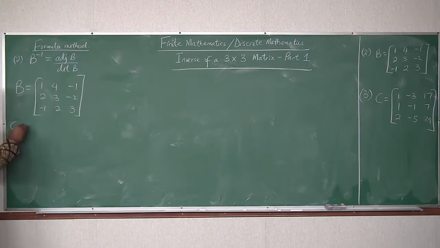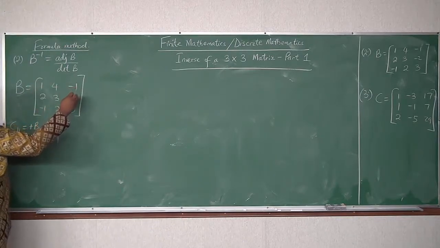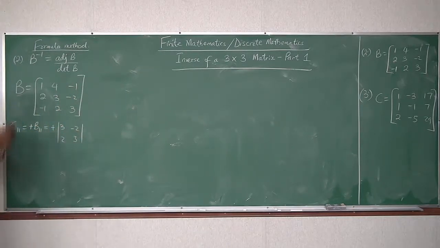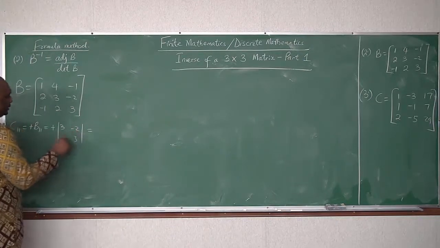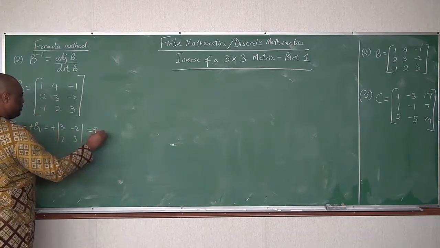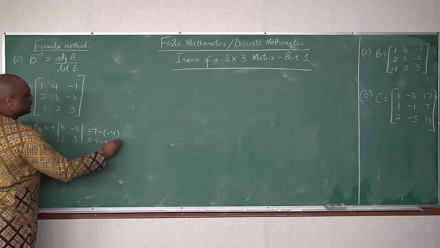So C11 will be (-1) to the power 1 plus 1, which is 2, so this is plus B11, a plus determinant. That will give us the determinant of 3, -2, 2, 3. So 3 times 3 is 9, minus (-4), which is 9 plus 4, which is 13.